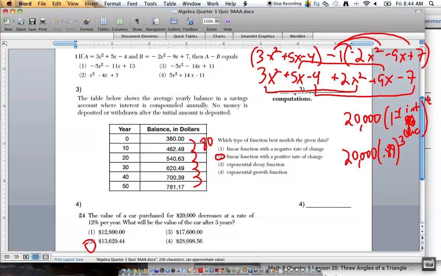Okay? Yes? Oh, it's 1 minus the interest rate as a decimal. It says it's going down 12% per year, so that's 0.12. So 1 minus 0.12 is 0.88. Good question. Any other questions?